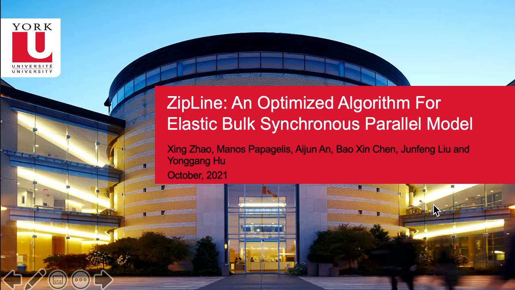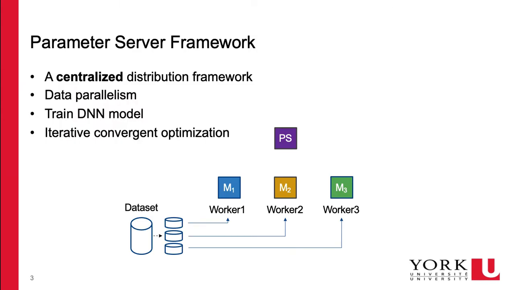In this video, I'm going to talk about ZipLine, an optimized algorithm for the elastic bulk synchronized parallel model. Let's look at the background of this model. It runs in the parameter server framework. The parameter server framework is a centralized data parallel distributed platform for deep neural network model training. It follows iterative convergent optimization.